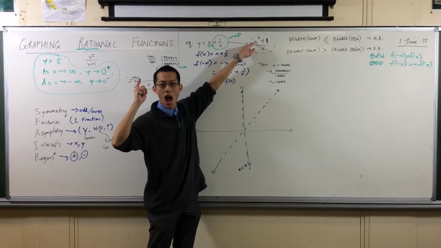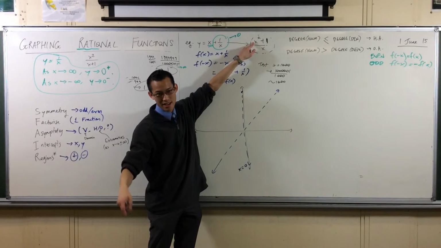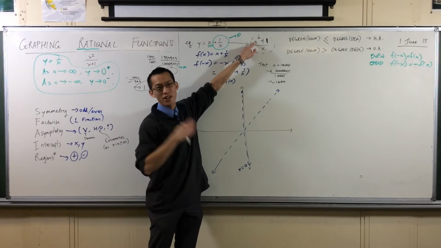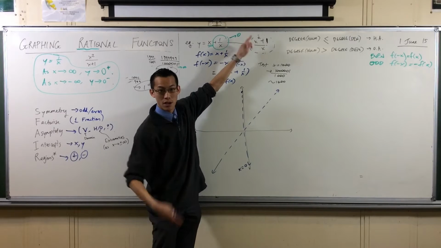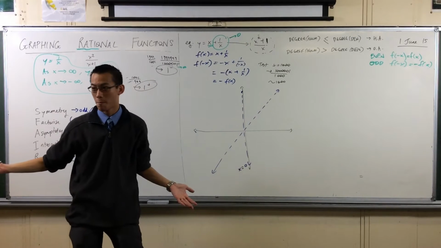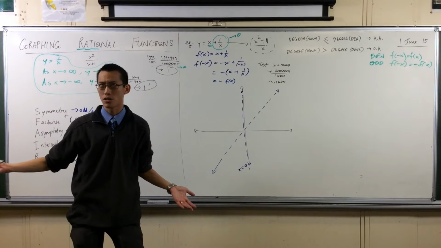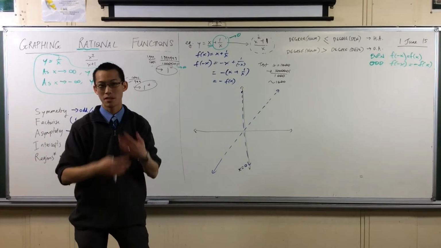And the answer is? The answer is it's never equal to 0. There's no real value of x you can throw in there that will make the numerator 0. So, where are the x-intercepts? There aren't any.